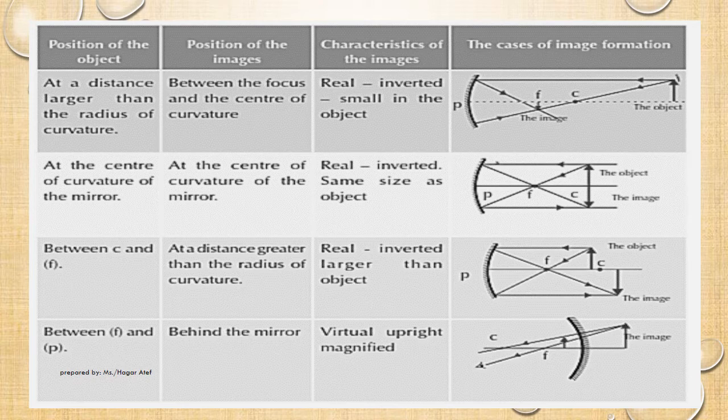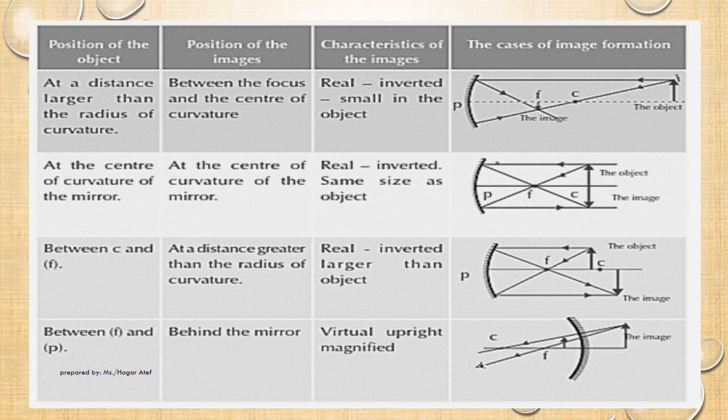Number 1, when the object is at a distance larger than the radius of curvature, the image will be between the focus and the center of curvature, and the properties of the image will be real, inverted, and smaller than the object, or diminished. When the object is at the center of curvature of the mirror, the image will be at the center of curvature of the mirror, and the properties of the image will be real, inverted, and the same size as the object.